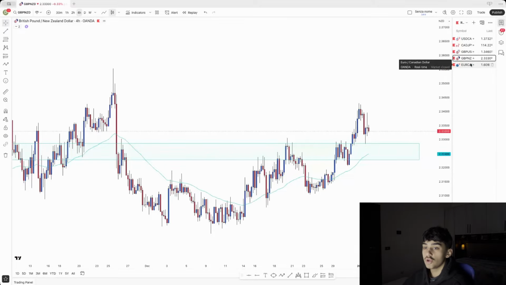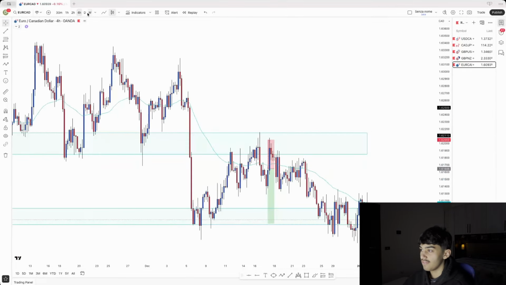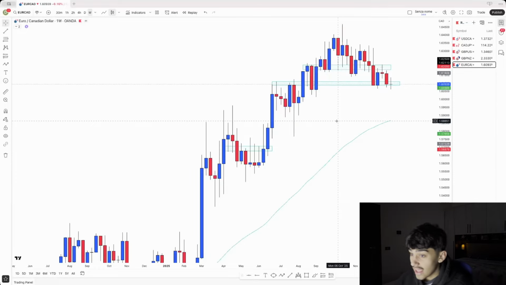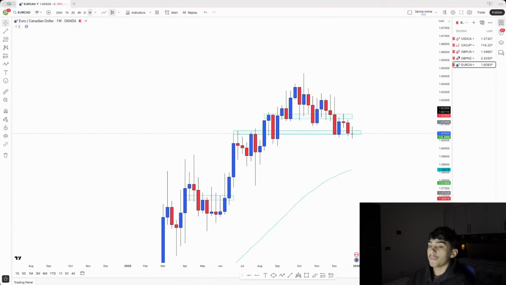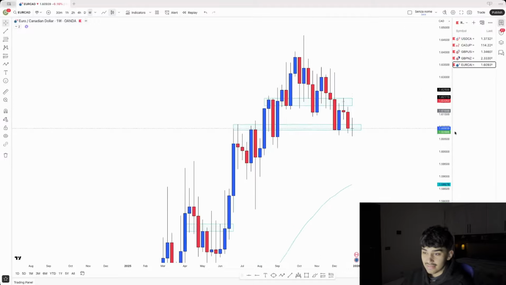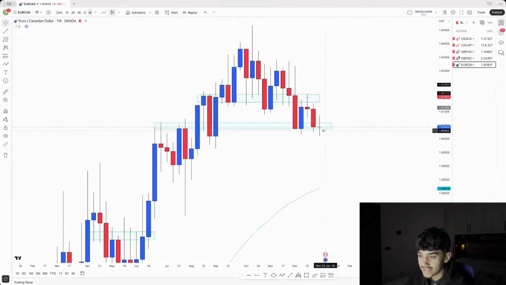Then guys, I have Euro CAD. Euro CAD is a very clean trade on the daily time frame. The daily time frame looks perfect, but the weekly doesn't. On the weekly time frame, we can see that we are bearish, with this one being the lower high and this one being the lower low. Right now, we can see that last week closed like a doji at this area of interest. It might seem that the next week we go to the upside, right? And that's what I think as well.